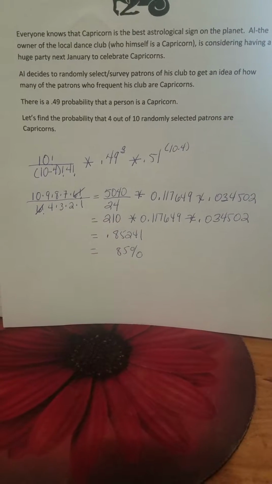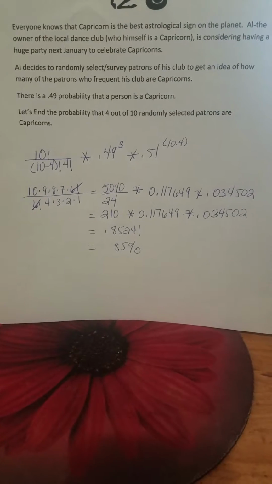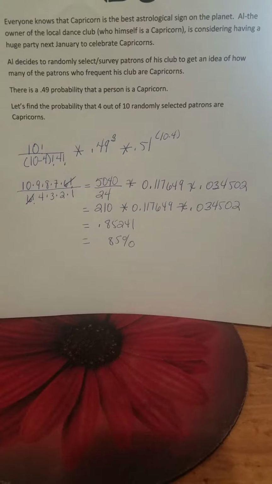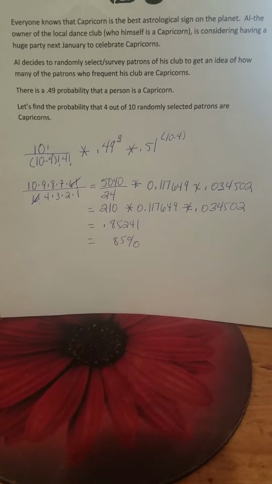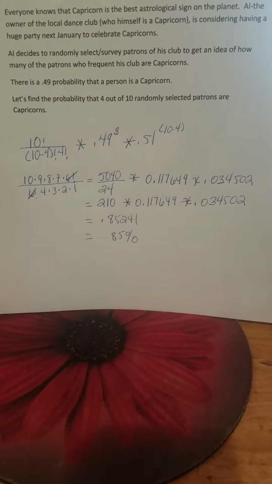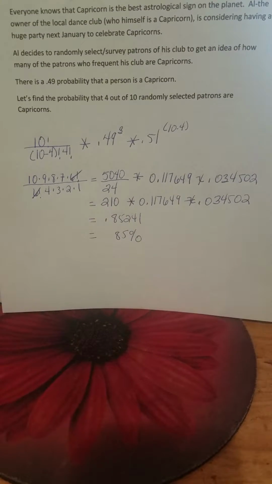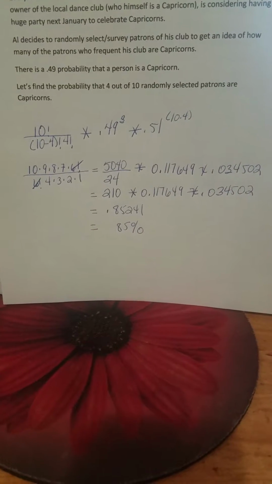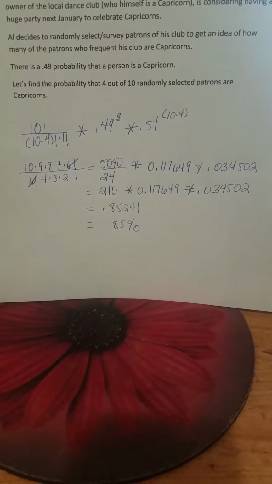So the number of trials, of course, is 10, and the number of successes in this case would be 4. So when performing the calculation, we use a factorial of 10 over 10 minus 4 factorial times 4 factorial. Again, 10 representing the number of trials and 4 the number of successes.